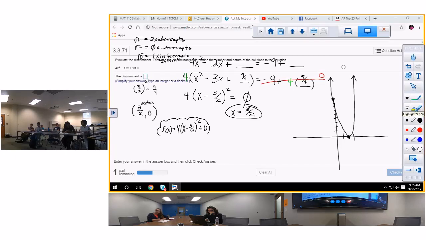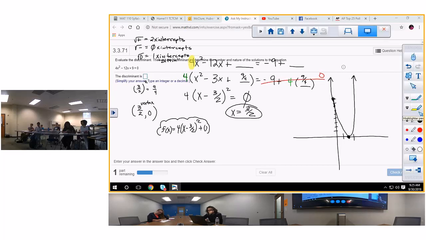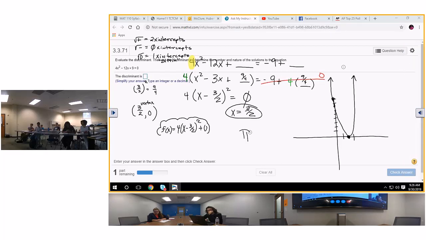So take your handy dandy highlighter and highlight that 4, because that's why you have a very narrow parabola, because it's compressed along the x-axis and what? Stretched along the y-axis. So your domain is all real numbers. Your range is 0 to what? Infinity. Decreasing from negative infinity to 3 halves, and increasing from 3 halves to what? Infinity.